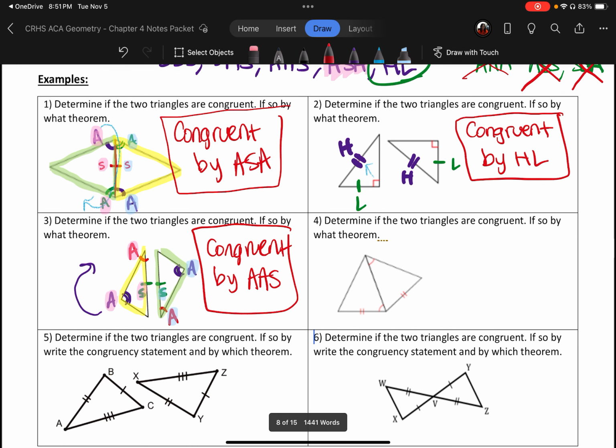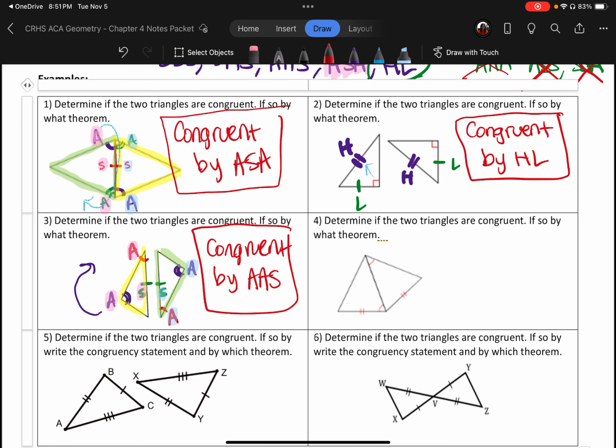Okay. Next, we have number 4. Determine if the 2 triangles are congruent. If so, by what theorem? So one thing I want to automatically start with, I like to start with what's already marked. This angle here is congruent to this angle here. I see here that this side with 2 tick marks is congruent to this side with 2 tick marks.